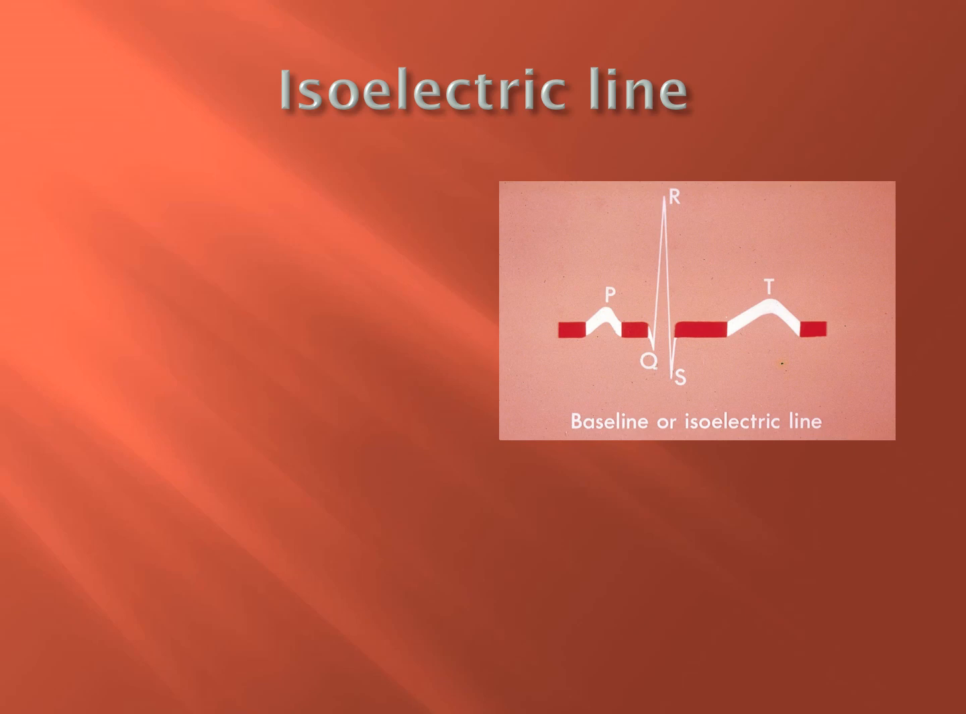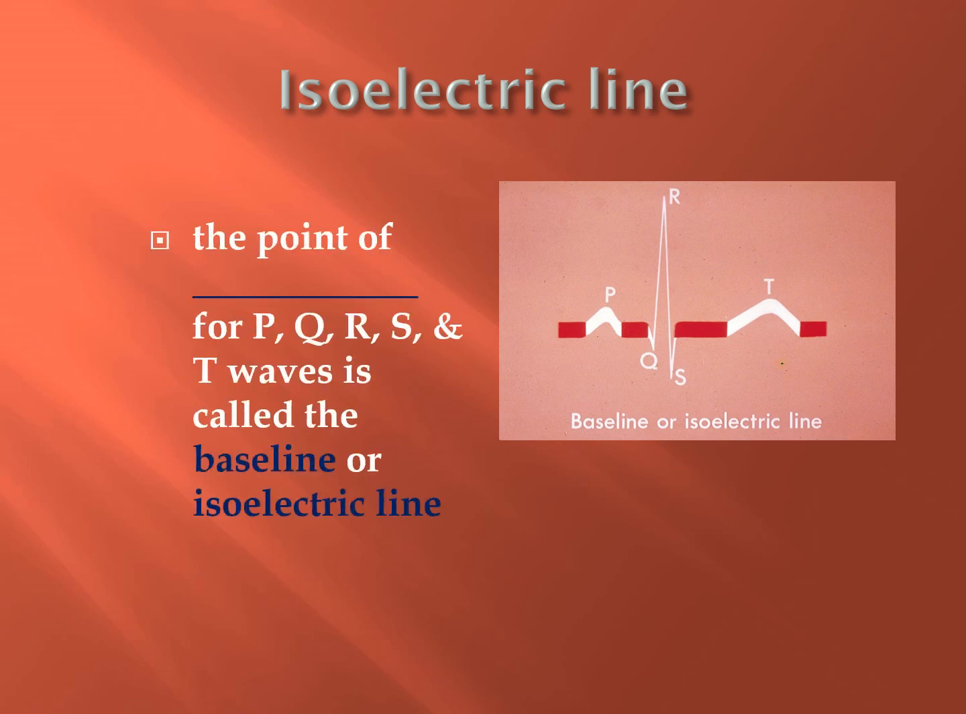The isoelectric line is the point of departure for the P, Q, R, S, and T waves. It's also called the baseline. So that's the baseline. This is the point where we say, okay, we're going to leave from this location.